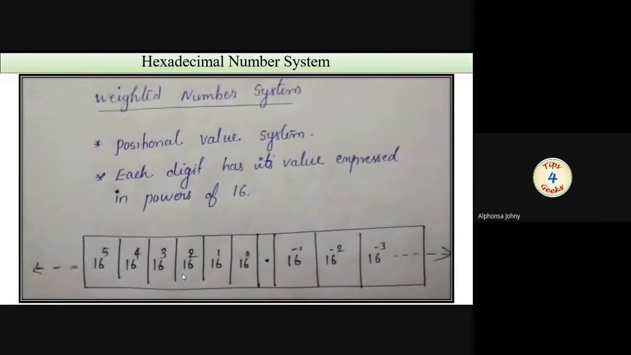Then again, the hexadecimal number system is a weighted or positional number system, just like the binary, decimal, and octal number systems. Each digit has its value expressed in powers of 16. Starting from this point, when we move towards the left, the powers are increasing, that is 16 raised to 0, 16 raised to 1, 16 square, 16 cube, and so on. If you are proceeding towards the right, the powers are decreasing, that is 16 raised to minus 1, which means 1 by 16, then 16 raised to minus 2, that means 1 by 16 square, then 16 raised to minus 3, and so on.